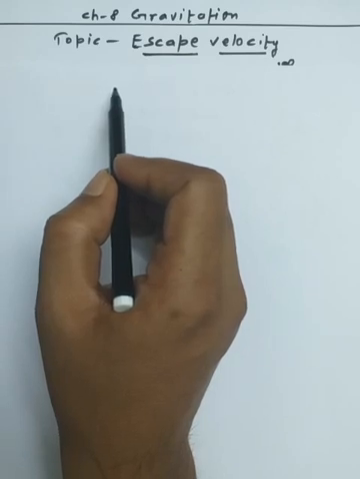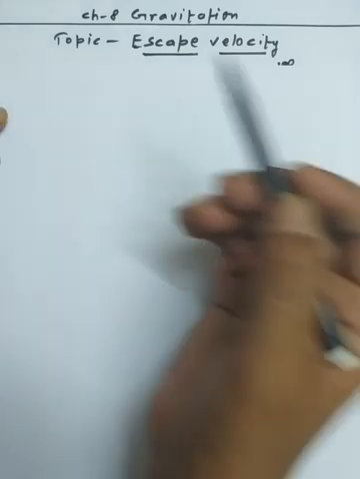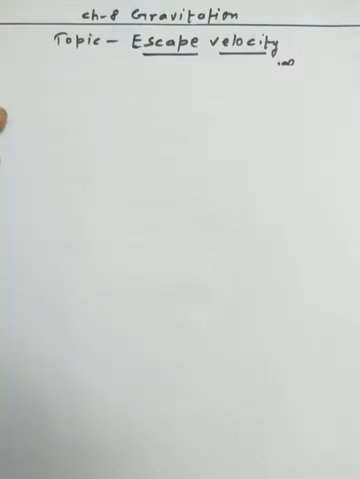Now we are maintaining sufficient velocity and throwing it, so it is possible that it never comes back towards the surface of the earth. We can understand why it is possible: because it left the gravitational field of the earth. At this time, this sufficient velocity is called the escape velocity. On the basis of the basic definition, we can understand this concept.